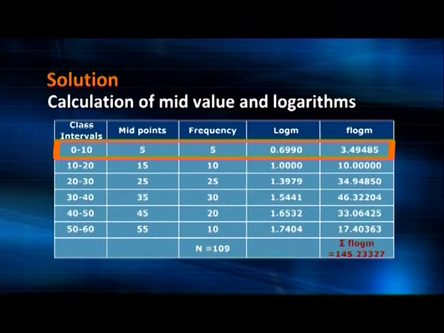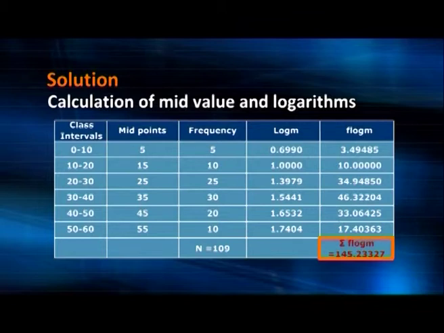Then, the logarithmic value of these midpoint values are taken. In this case, the logarithmic value of 5 is 0.6990, which is further multiplied with the frequency 5, which is equal to 145.23327. The same method is followed for the other values as represented in the table.